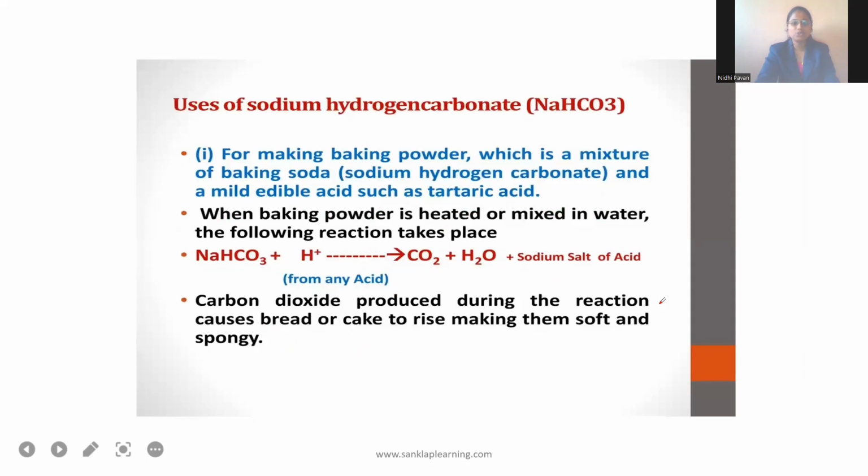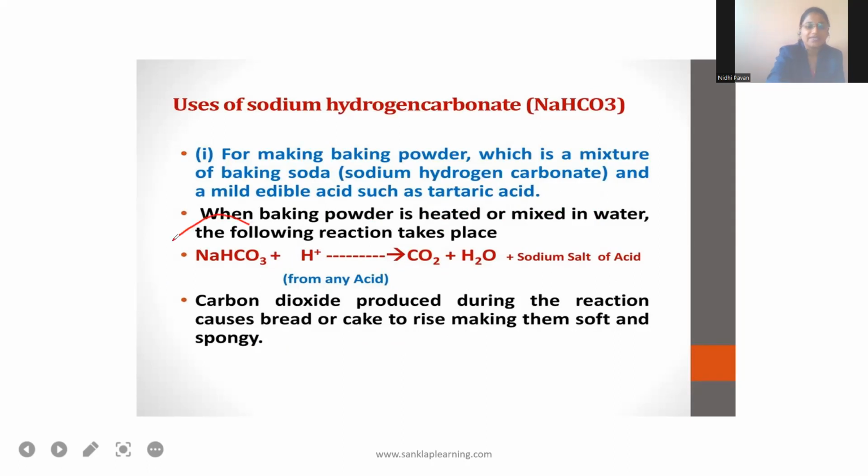Baking soda is used for making baking powder, which is added to food substances. For example, baking powder is used for the fermentation of idli batter and for the preparation of cake. Then, carbon dioxide is produced during this reaction.